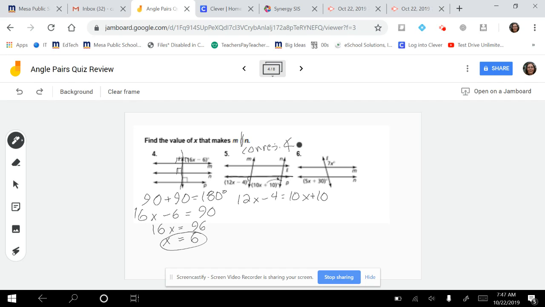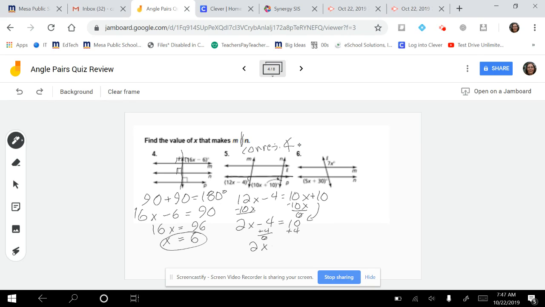So I'm going to add 10x to each side. Remember, what we do unto one side we must do to the other side. So I'm going to get 2x, bring down the 4, bring down that 10. I'm going to add 4 to each side.